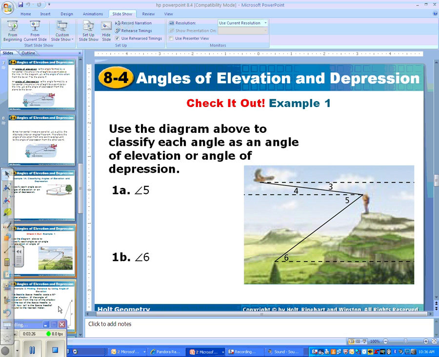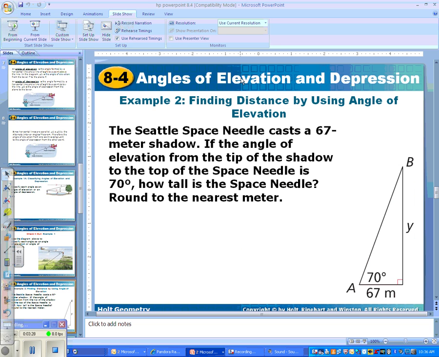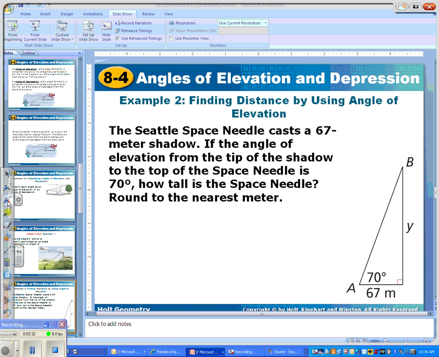Okay. Now that we know what the difference is between angle of elevation and angle of depression, we can do some real-world problems. So the Seattle Space Needle, I've been there. It's pretty cool. It casts a 67-meter shadow. That's 67 meter sticks. So that stick I am always waving around in class, 67 of them. Put them together. That's how big the shadow is. If the angle of elevation from the tip of the shadow to the top of the Space Needle is 7 degrees, how tall is the Space Needle, rounded to the nearest meter?